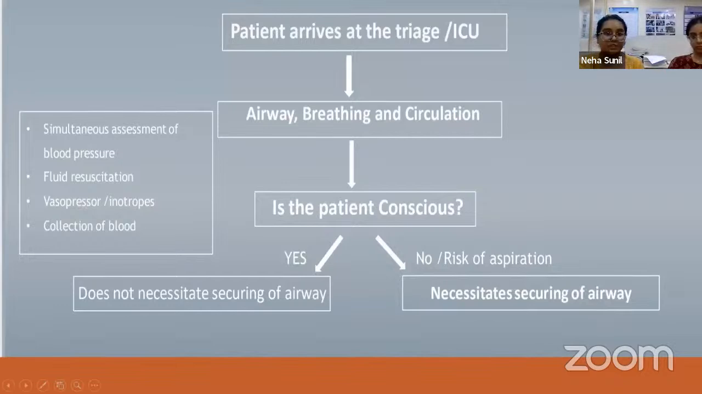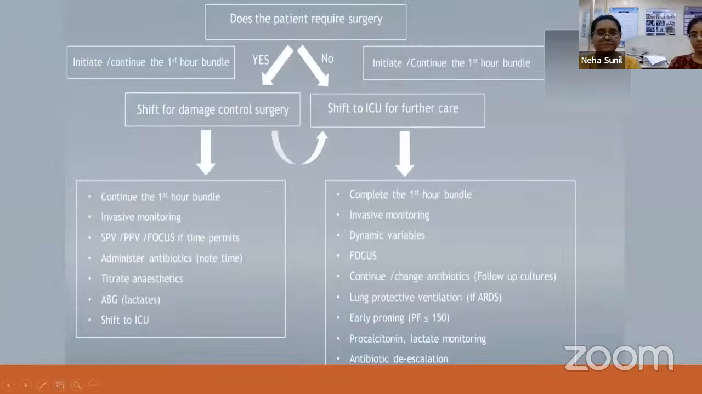Now, to give a brief summary, the patient has come for triage or ICU. We look for airway, breathing, and circulation, while simultaneously we assess blood pressure, fluid resuscitation, vasopressor, inotrope, and collection of blood. If the patient is conscious, it does not necessitate securing the airway. If no, then it necessitates securing the airway.